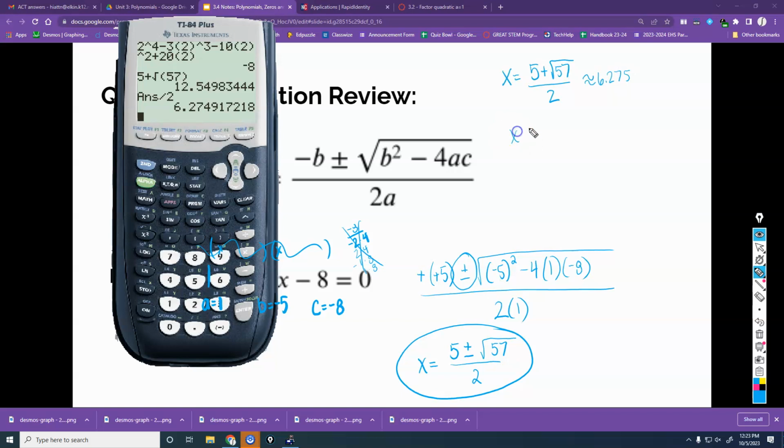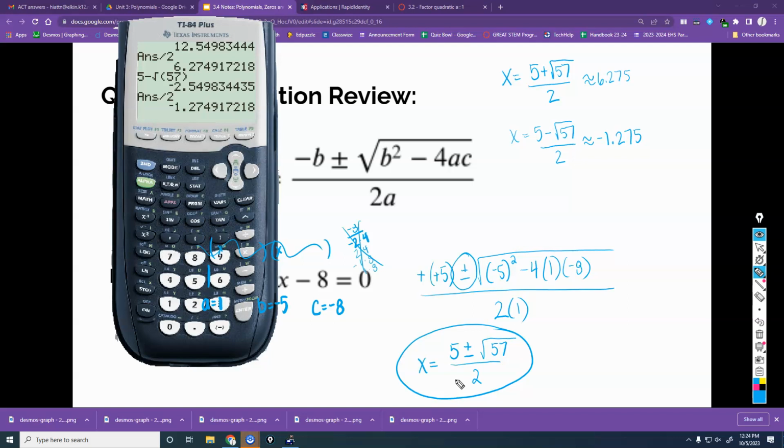And then the other answer is 5 minus the square root of 57 divided by 2. If you wanted a decimal for it, you don't necessarily have to get the decimal, but 5 minus the square root of 57 divided by 2 is going to give you -1.275. So we can leave our answer just like this with the plus or minus, but just know that really is two answers there.